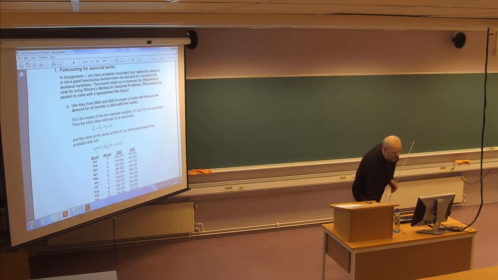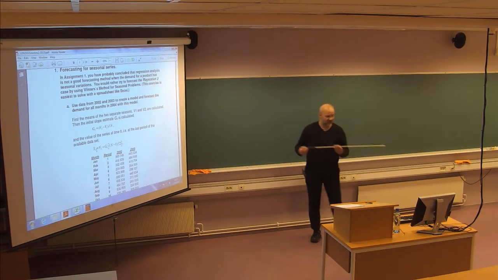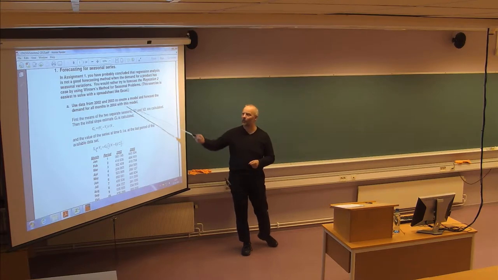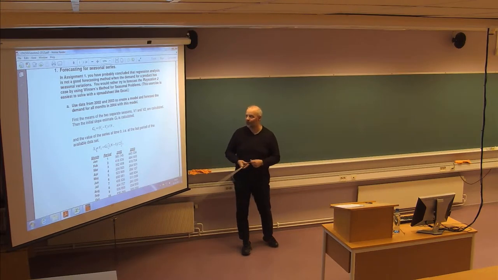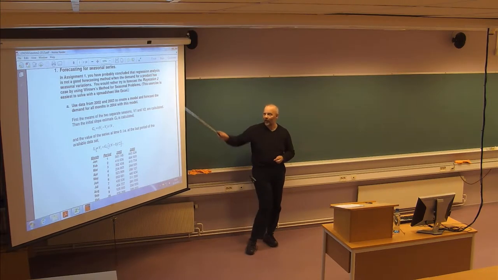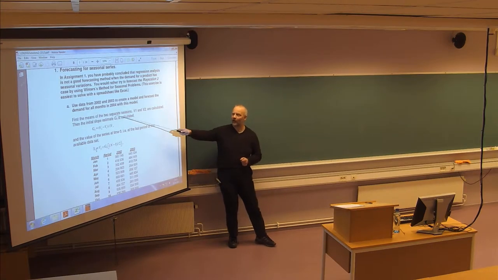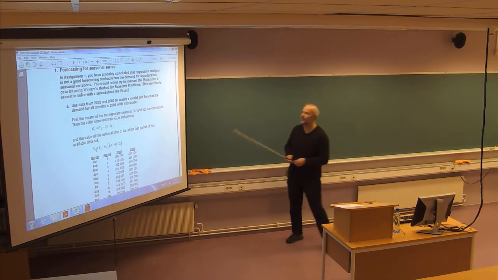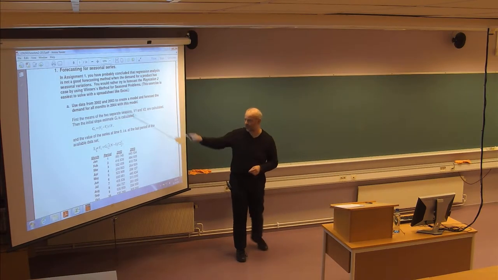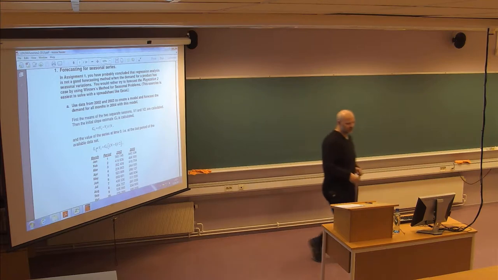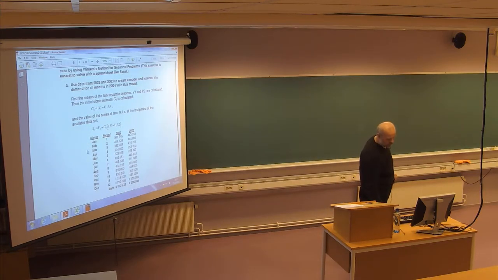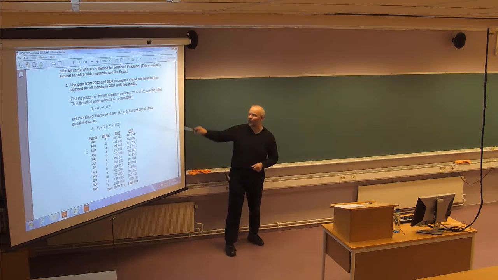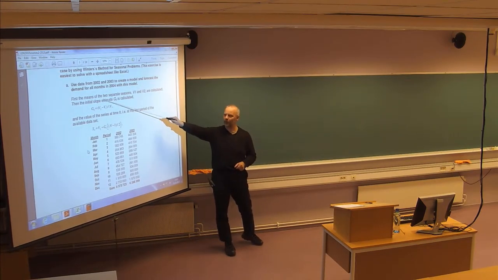Here we are first asked to use data from 2002 to 2003, create a model and forecast the demand for all the months in 2004 with this model. First we find the mean, or the average, of the two separate seasons, which now are 2002 and 2003. So use a spreadsheet and calculate the average like this.